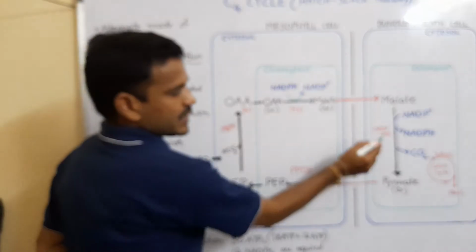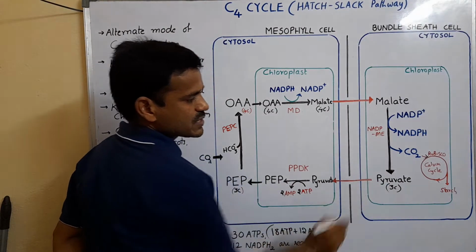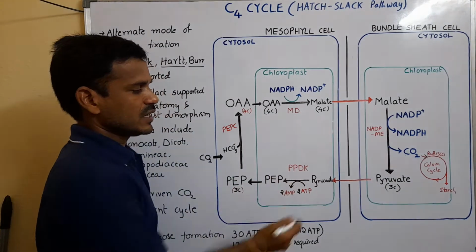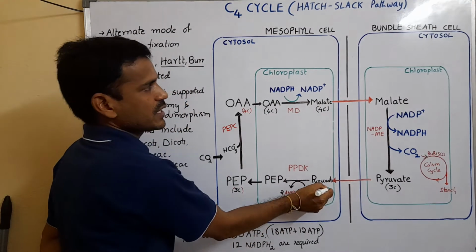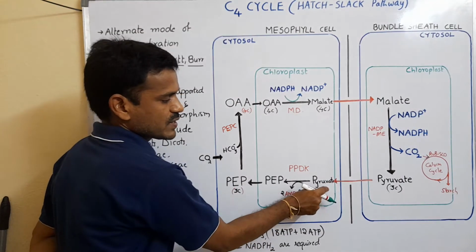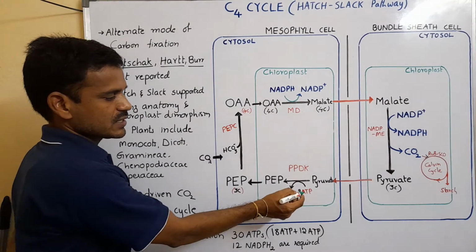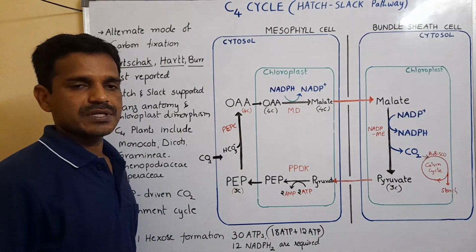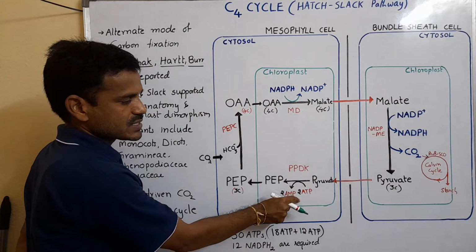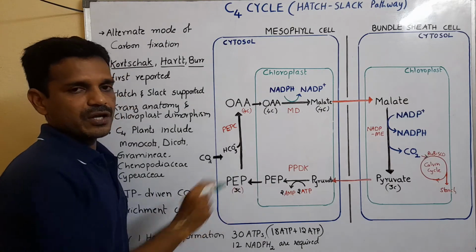Next, after decarboxylation, pyruvic acid, or pyruvate, is produced. This pyruvate returns to the mesophyll cell chloroplast. So it is entering the mesophyll cell chloroplast. Here pyruvate utilizes 2 ATPs. 2 ATPs are consumed. This pyruvate is converted to phosphoenol pyruvic acid.